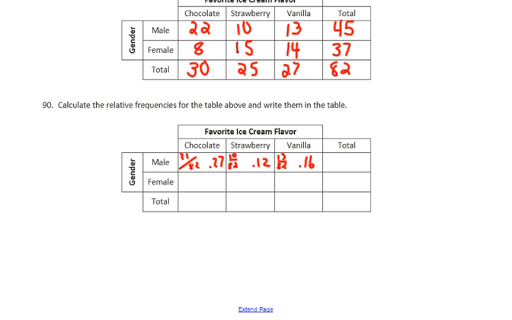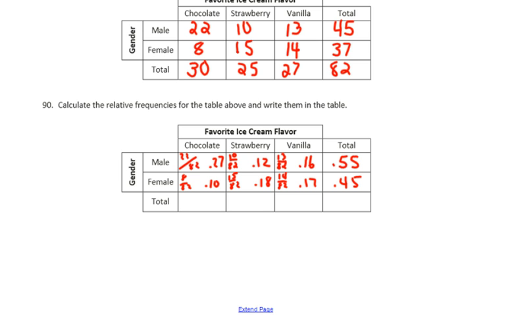So if I add those across, that means 0.55 of the population was male, or 55%. Female, I would do the same thing. 8 out of 82 is approximately 0.10. 15 out of 82, 0.18. So I'm just converting these into a ratio. 14 out of 82, 0.17. That means 0.45, or 45% of the population was females.